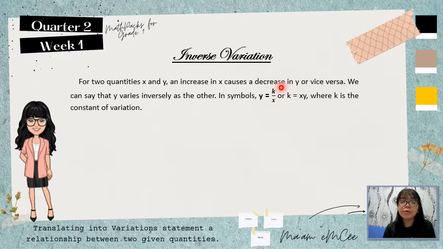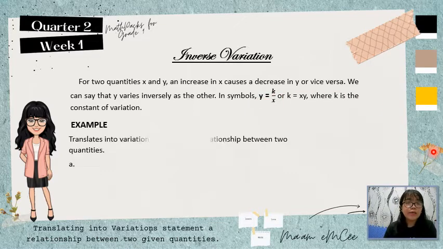So y is equal to k over x, or k is equal to xy, where k again is the constant of variation. This formula is how we get our constant of variation, but this is still our main formula, which is the equation of the variation. So let us have some examples.